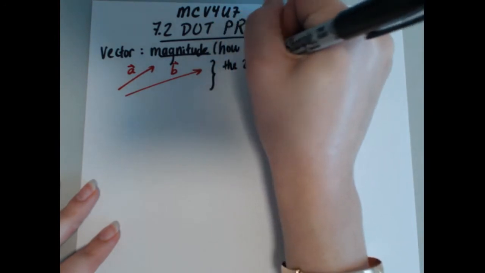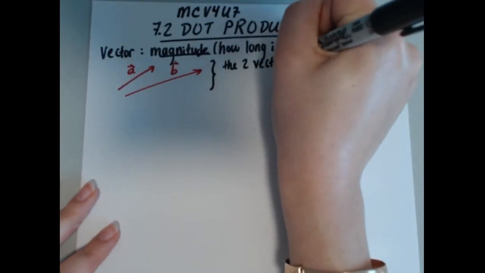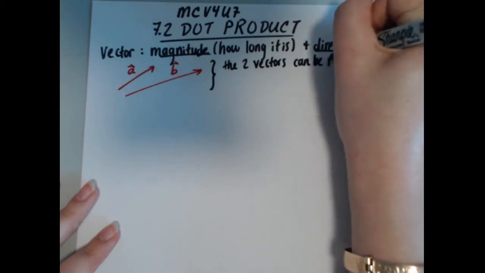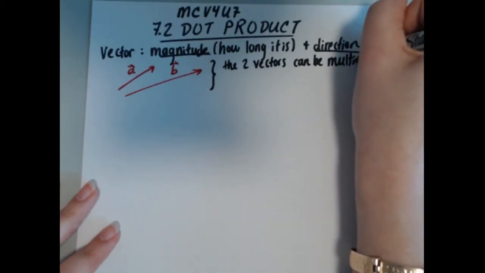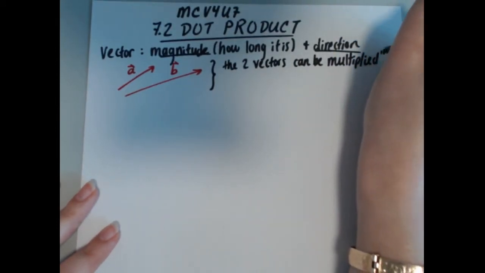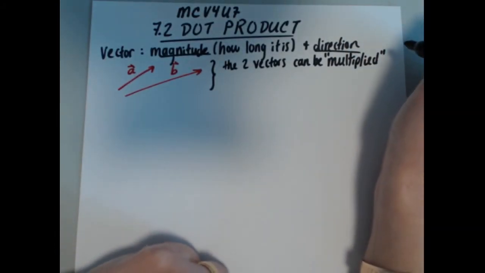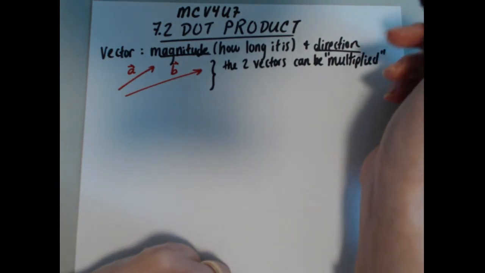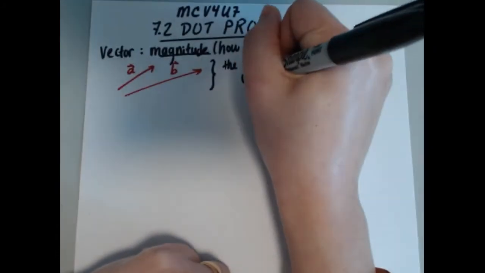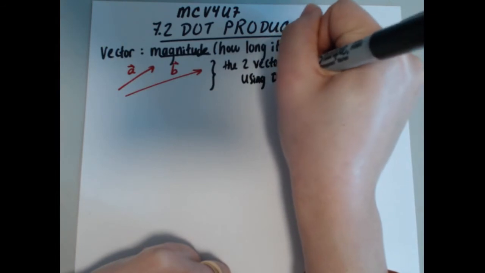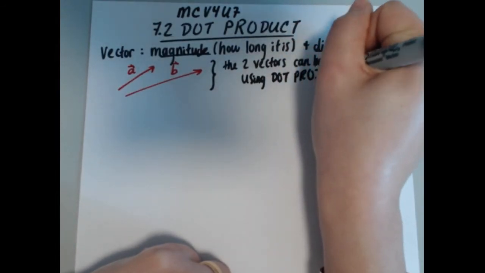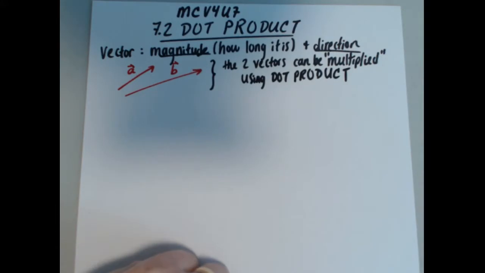So the two vectors can be multiplied, and I'm, of course, being careful with that word multiplied. It's not direct multiplication, but it is multiplication. You can multiply them using the dot product. So essentially, the dot product is an operation that you can apply onto two vectors at a time that allows you to see how similar they are relative to one another.